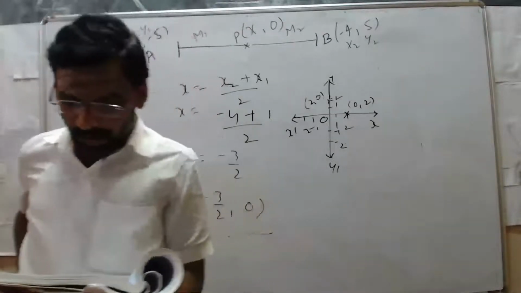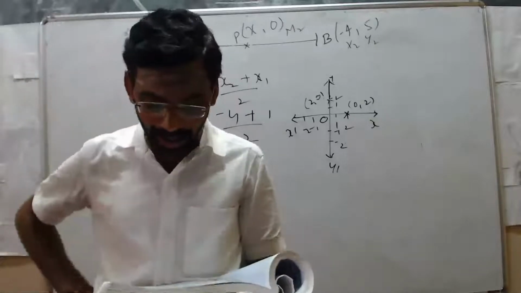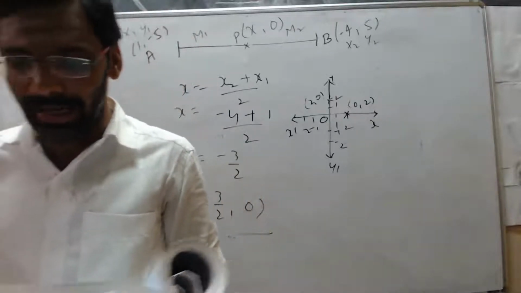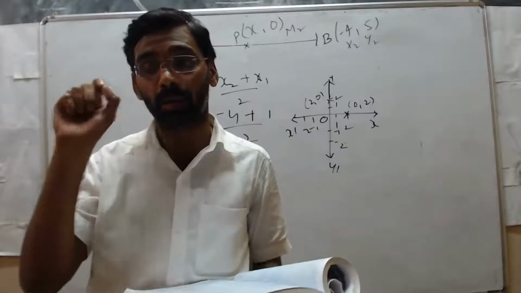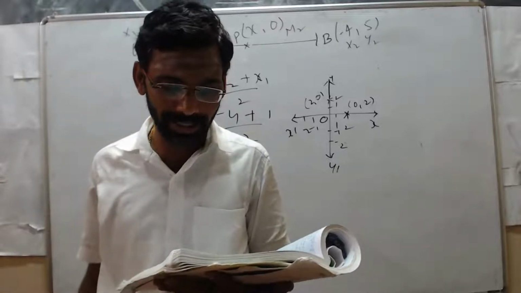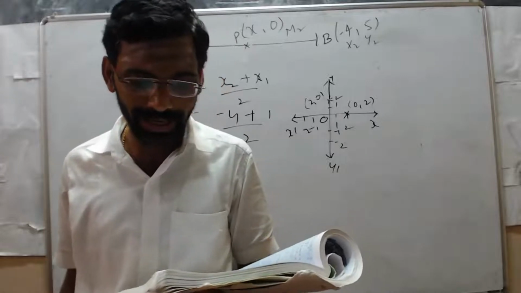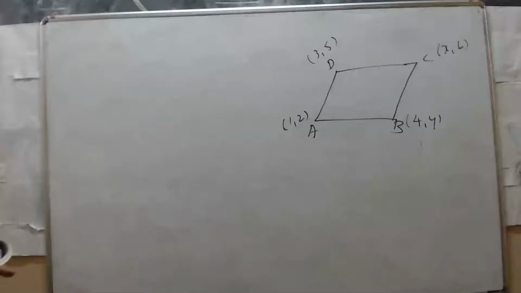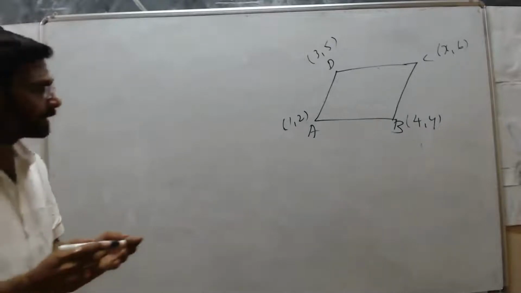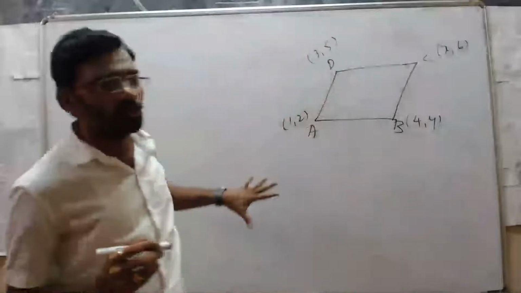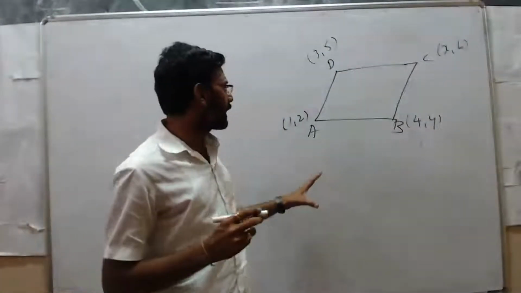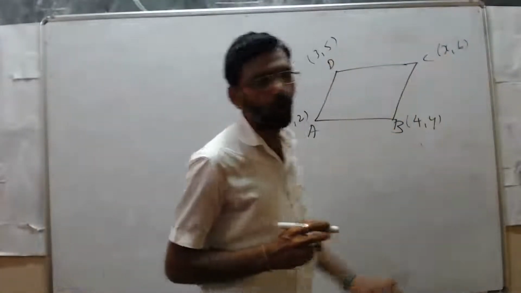If (1, 2), (4, y), (x, 6) and (3, 5) are the vertices of a parallelogram, keep in your mind, taken in order, find the value of x and y. Here these are the four vertices belonging to a parallelogram, then find the value of x and y.